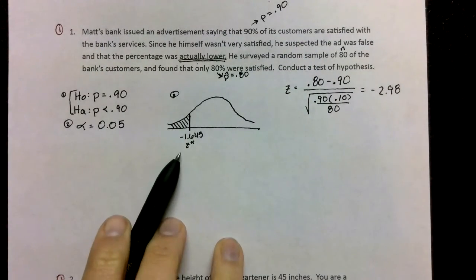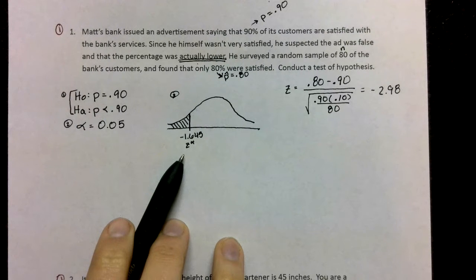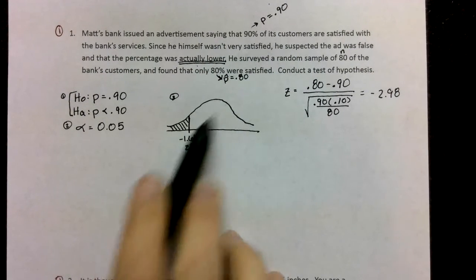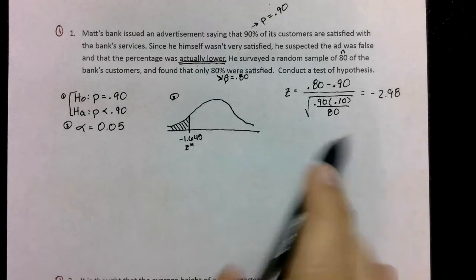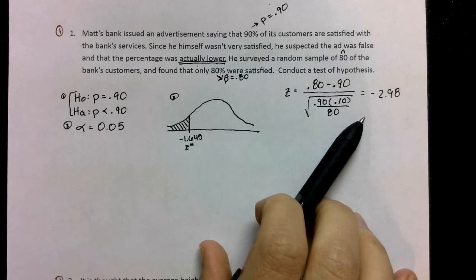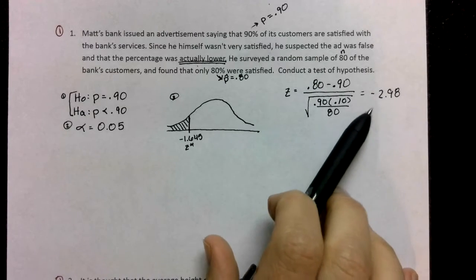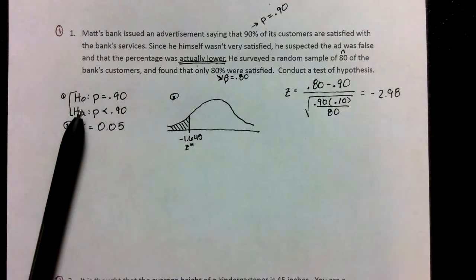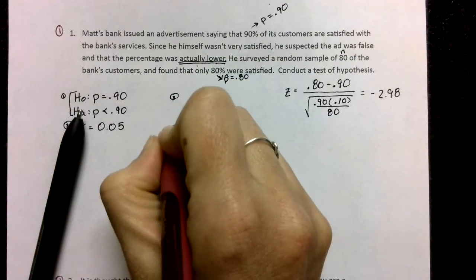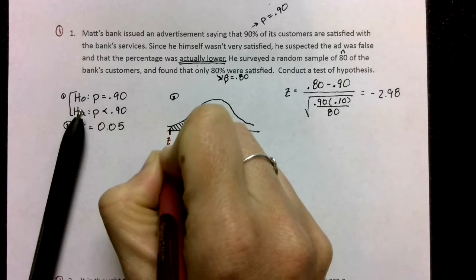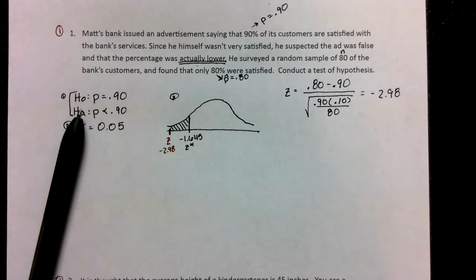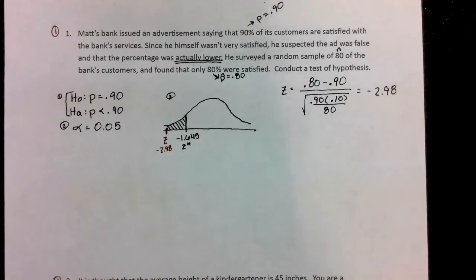Just to reiterate, the critical value is how many standard deviations we can be away from the supposed mean without raising any red flags or suspicion. The test statistic is based on our sample, how many standard deviations were we actually away. We're clear over here at negative 2.98, which puts us in the reject region.